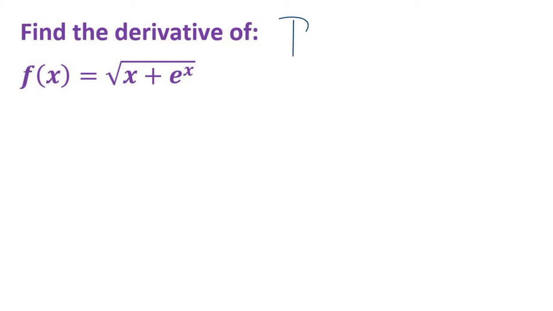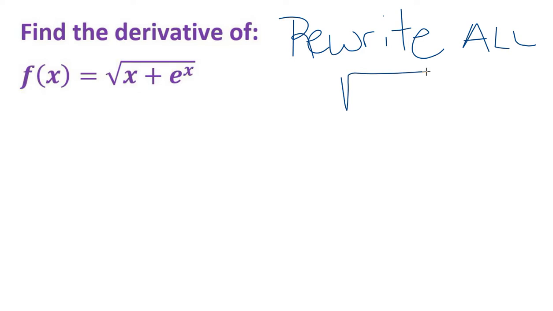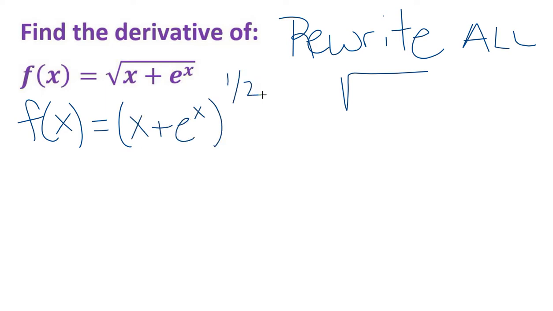When you're doing derivatives, there are many times you want to rewrite to save yourself some hassle. Anytime you see the function is in a square root, you're going to rewrite it. What do I mean by rewrite it? I mean we're going to rewrite it with a fractional power, because power rules are much easier to deal with. So x plus e to the x all raised to the 1/2 power. That's much easier to do.